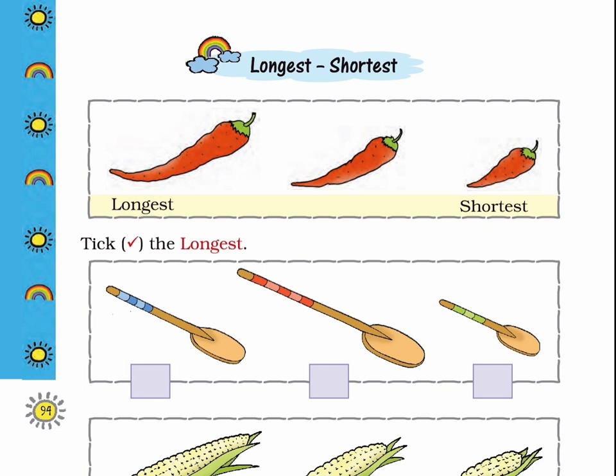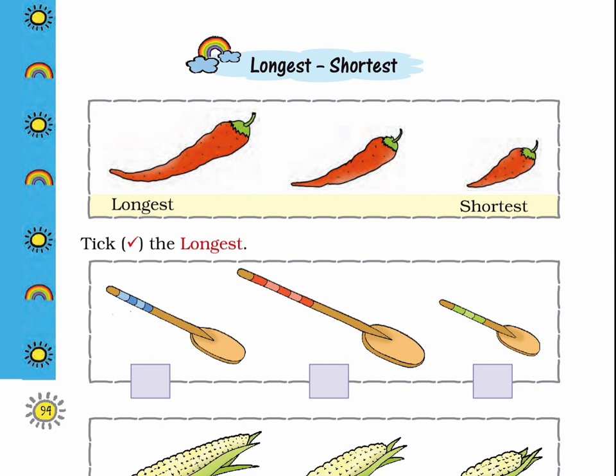Chili 1 is as long as your middle finger. Chili 2 is as long as your ring finger. And chili 3 is as long as your little finger. The word longest is written below chili 1 and shortest is written below chili 3. Question 1. Tick and identify the longest.